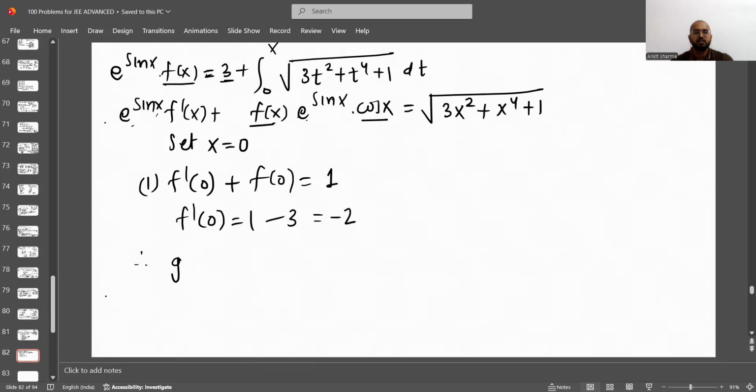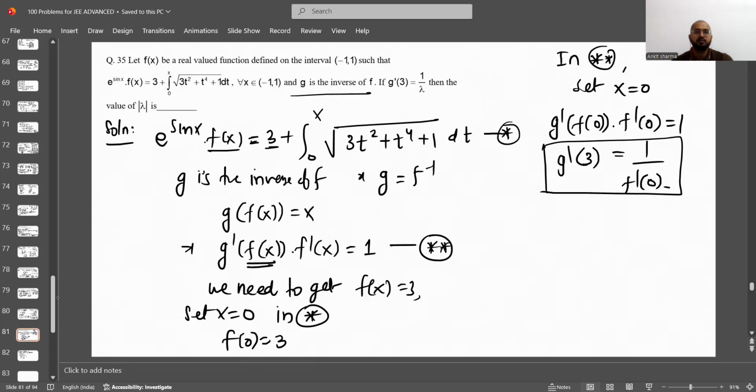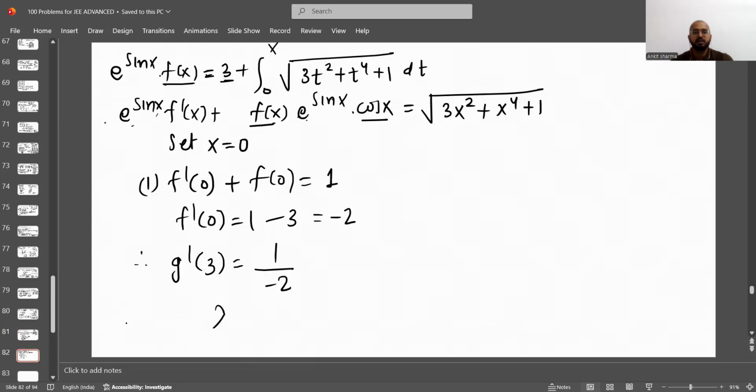So therefore, g dash of 3 will be equal to 1 upon minus 2. And now we need here 1 over lambda. So that means lambda is equal to minus 2 here. So this implies mod of lambda will be 2.